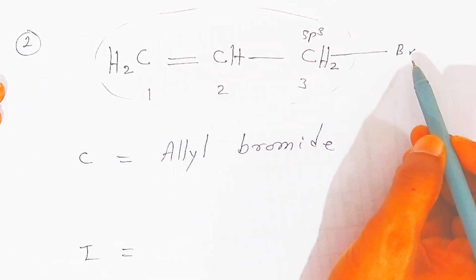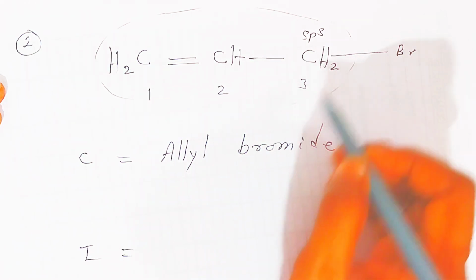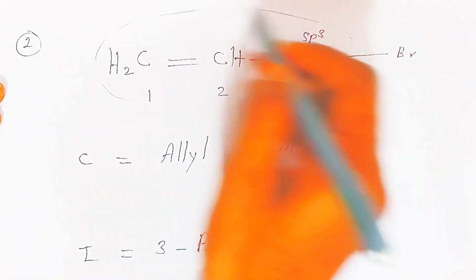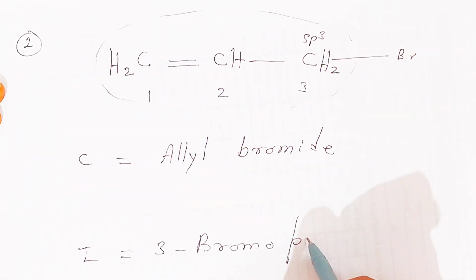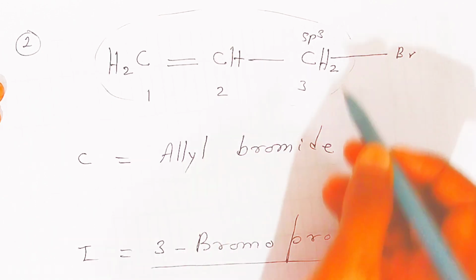Now when you see the substituents in the IUPAC name, bromine is attached to carbon number 3. So the name of this compound is 3-bromo. Since it is 3 carbons, we call it propene, E-N-E. Okay, students? So 3-bromopropene, this way you have to write.